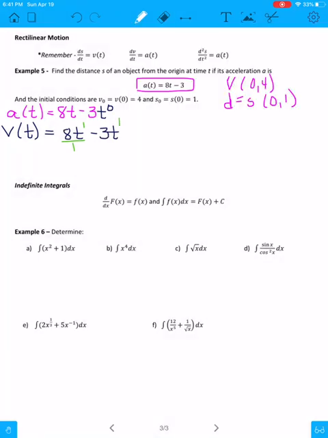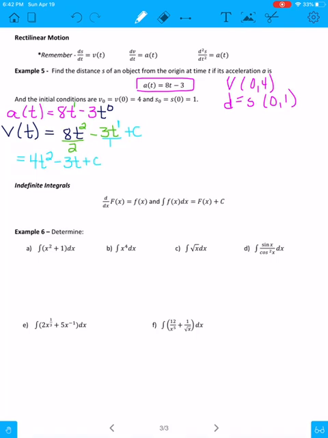Okay, this is t to the 1, so it's going to be t to the 2. You're probably all freaking out right now. Sorry, it's a 2, because you have to raise it by 1 and divide by it. Then I get minus 3t, to the 1, divide by 1, and I have to put the plus c. So now v of t equals 4t squared minus 3t plus c.